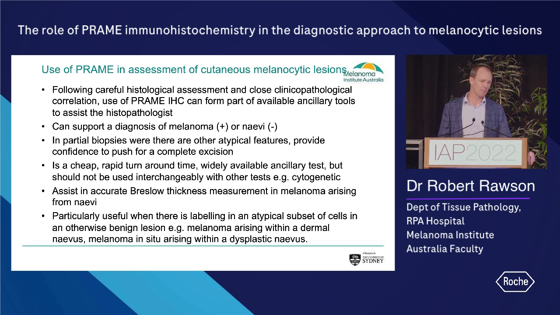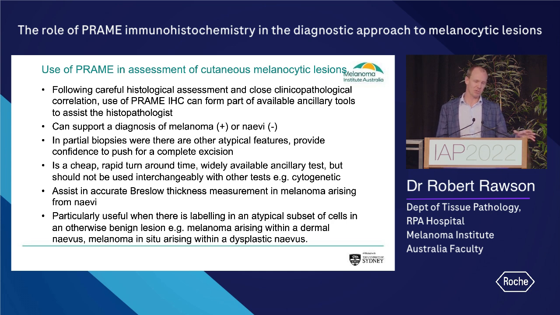It can be useful, I think, in partial biopsies, and I'll show you a nail biopsy later on where it was quite a disrupted biopsy and there was only a very focal lesion which showed some atypical features, and it pushed us to at least make sure there was a complete excision done of the lesion due to the PRAME staining. As I mentioned, it is a cheap, rapid turnaround, widely available tool.